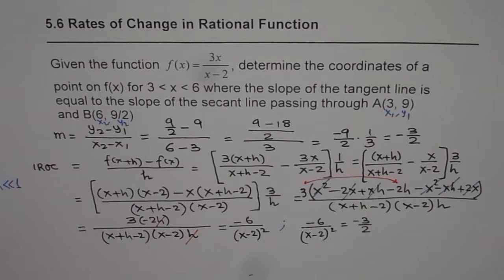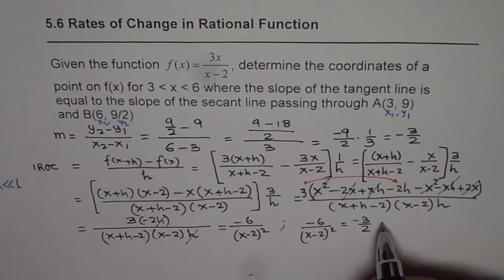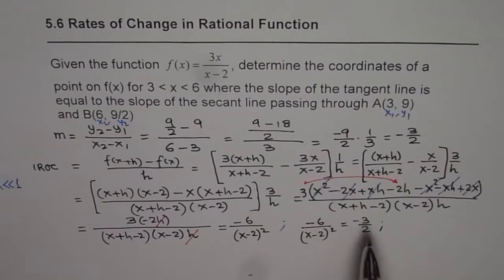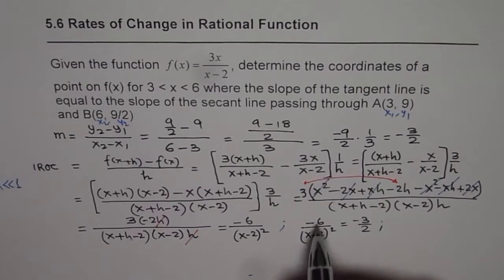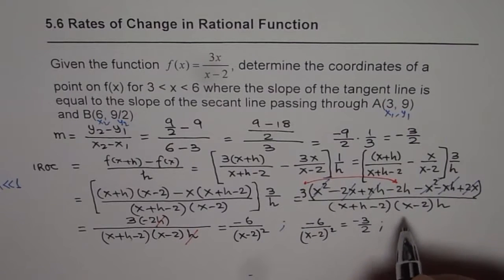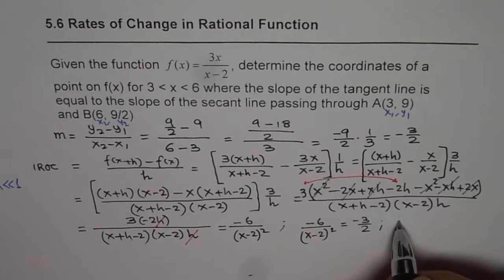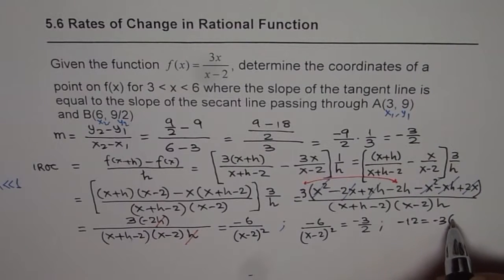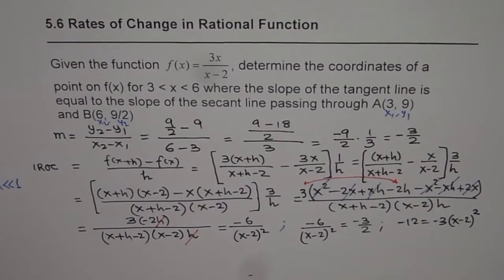So that is how we can equate, and now we have only one variable and we can solve for that, correct? So let us cross multiply. Minus 3 will go 2 times with minus 6. So when we cross multiply, have a good look at it. Let me do it in 2 steps. So we get minus 12 equals minus 3 times x minus 2 whole square. I didn't really simplify at this stage, but I'll do it later.